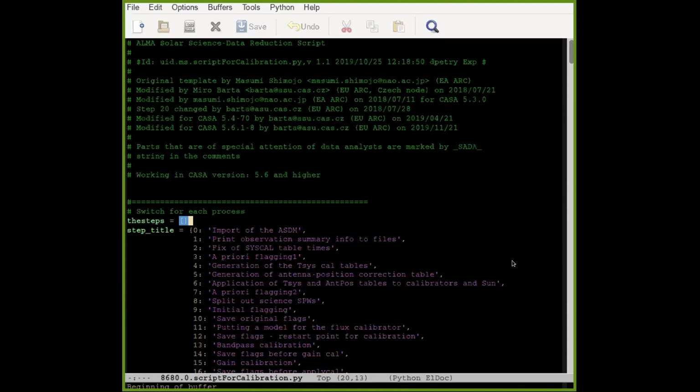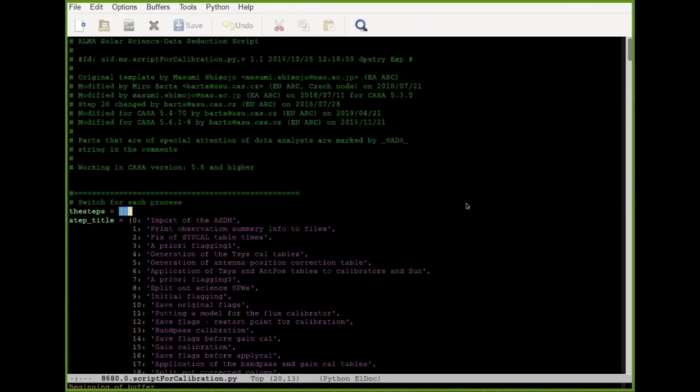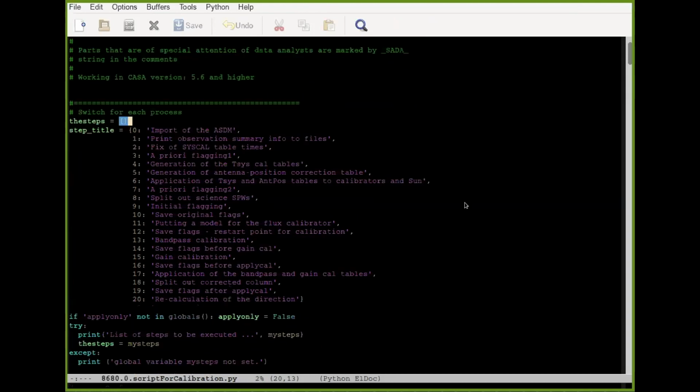Okay, so now I hope the window with the script is shared. Yes. Okay. So basically, the steps we are doing with the sun are very similar to what we do in a standard calibration. You see the import and this syscal table. It is included there for the case of older data, but nowadays this trouble is not here.